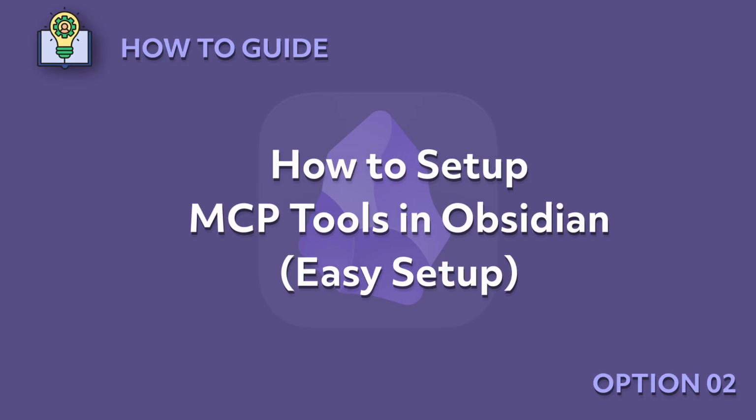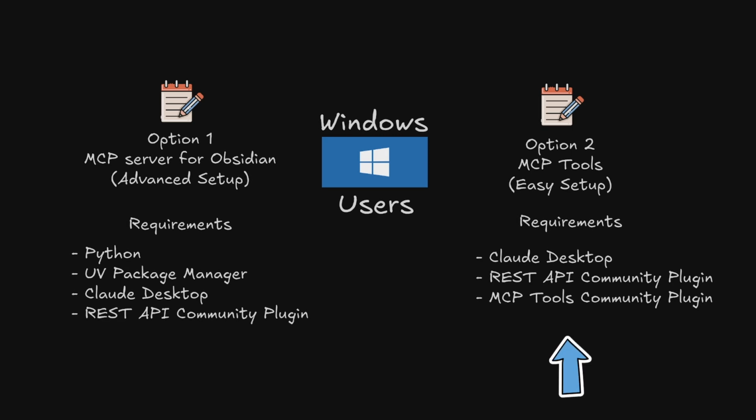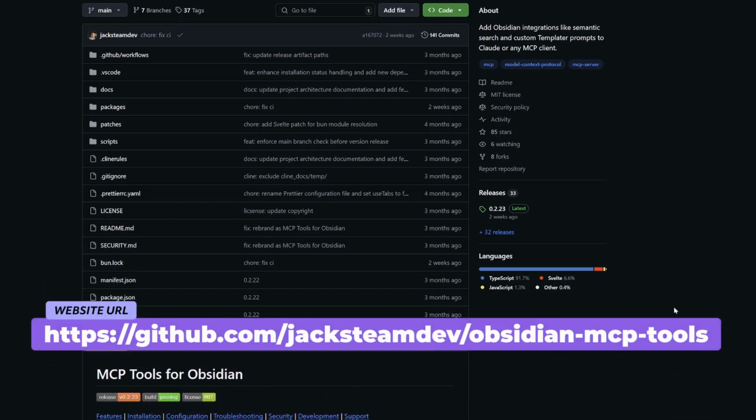How to set up MCP tools in Obsidian. Let's go set up option 2, MCP Tools Easy Setup on our Windows PC. And this is also available to the public on GitHub.